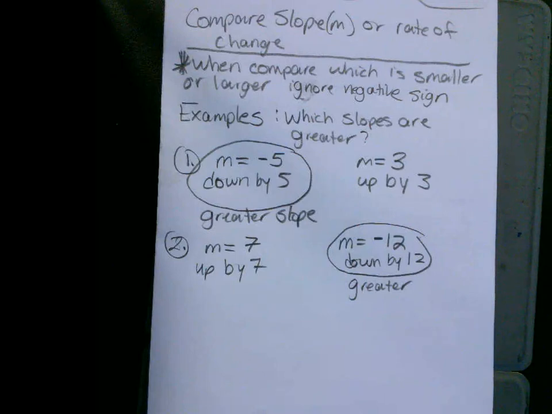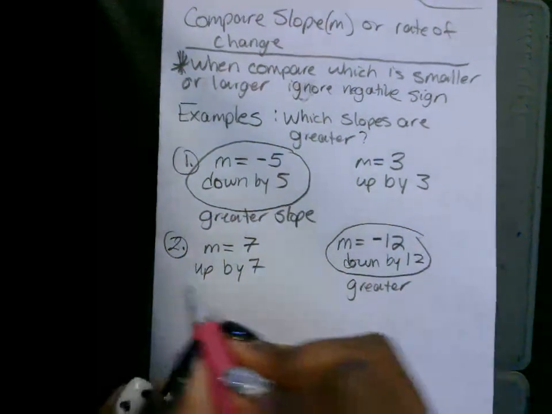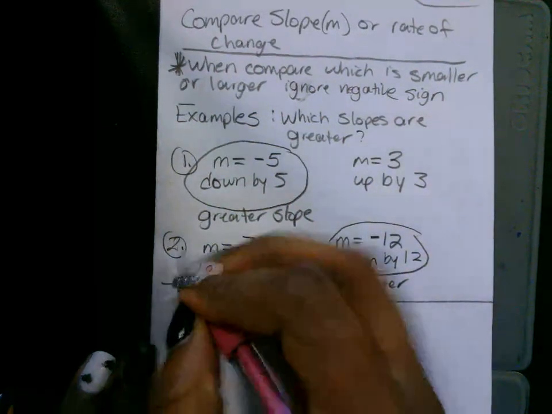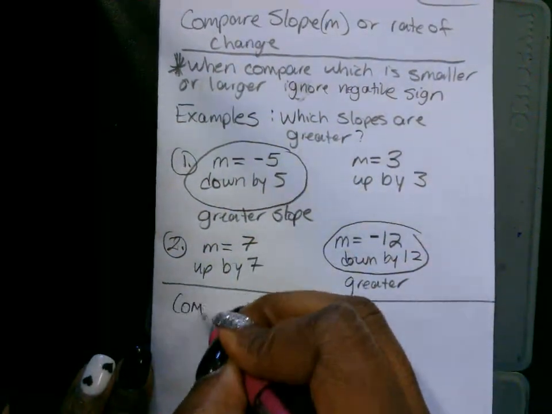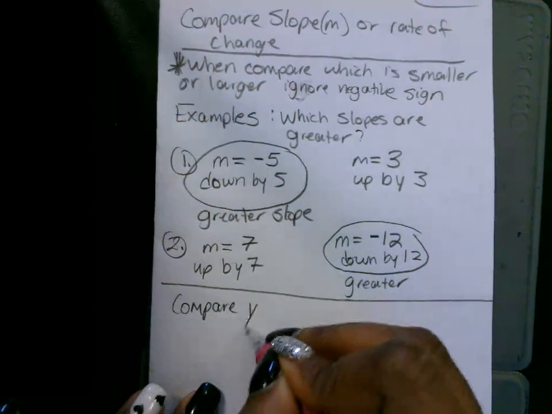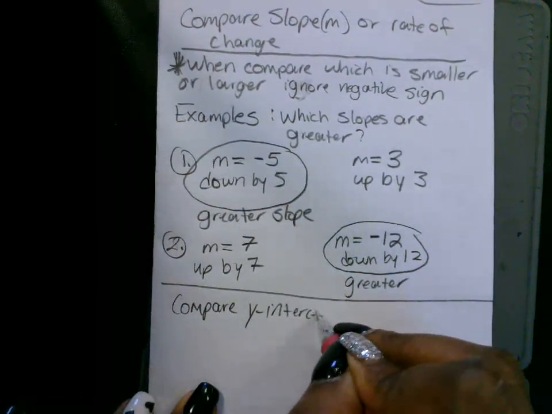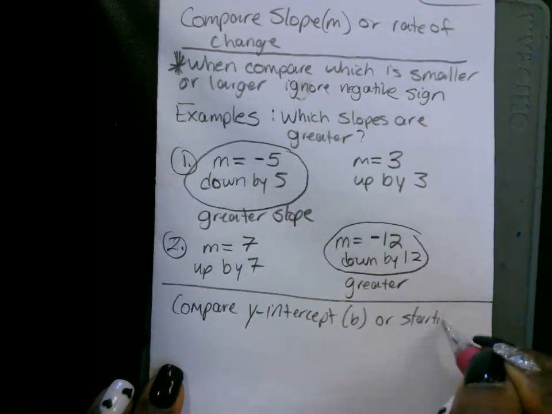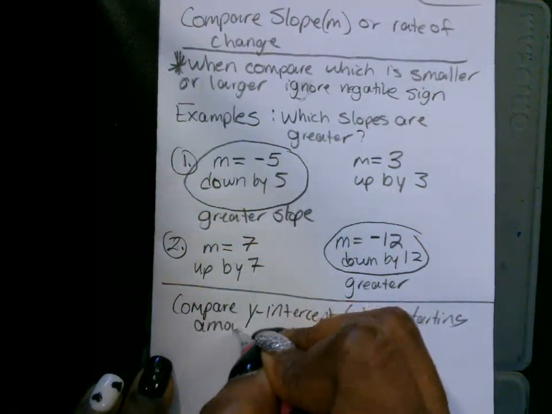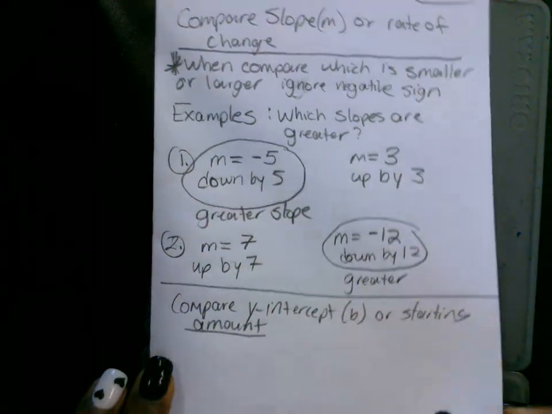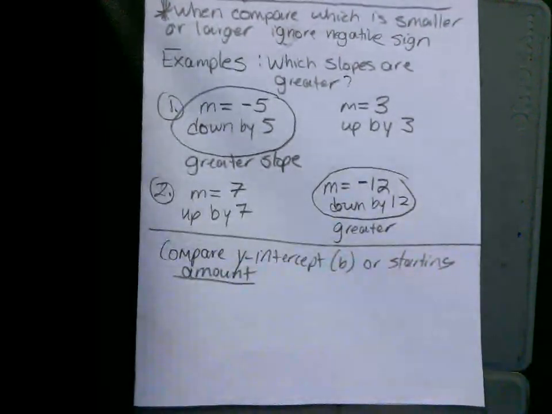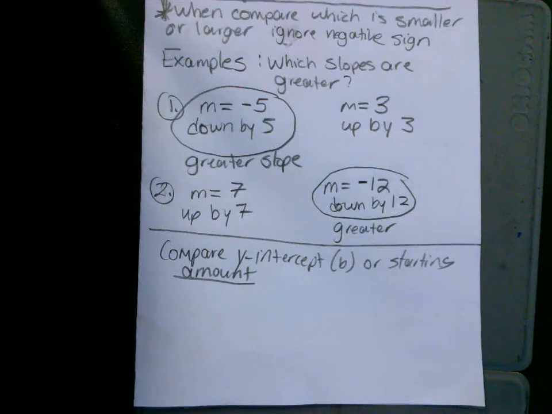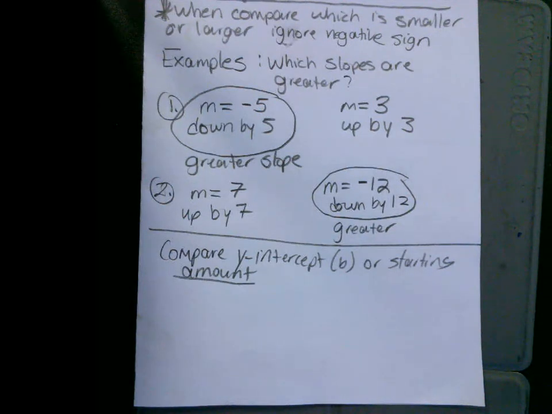All right, so now let's compare the y-intercept. The letter for y-intercept is B, or we can say starting amount. When you compare the y-intercept, it is going to be whichever number is the greatest. So you do need to look at the fact that it's negative or positive.